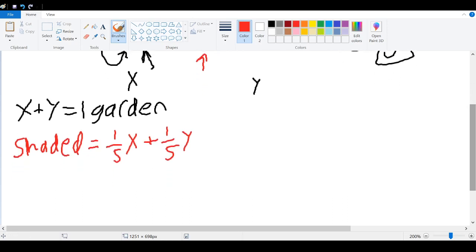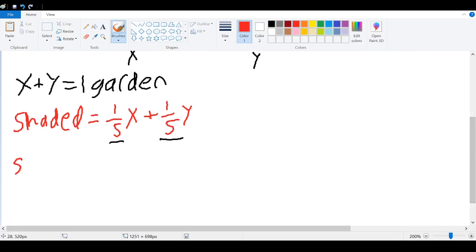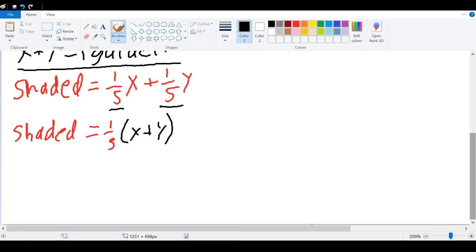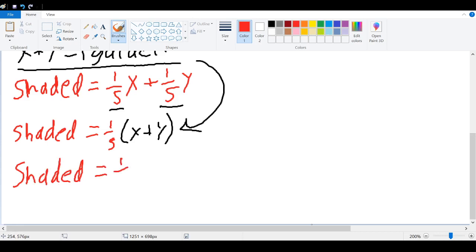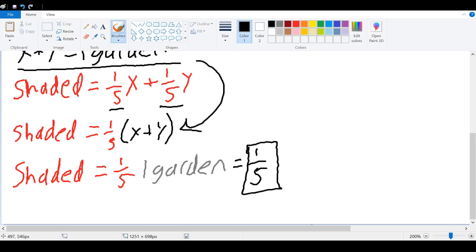Alright, but now, look here, we have a 1/5 in each term, so we can pull that out. And so the area of the shaded region is equal to, if we pull out the 1/5, we then multiply that by x plus y. But remember, x plus y equals 1 garden. And so we can substitute 1 garden in for x plus y. So the area of the shaded region must be equal to 1/5 times 1 garden, which is equal to 1/5 of a garden. And so we arrive at the correct answer, 1/5, with a correct thought process.